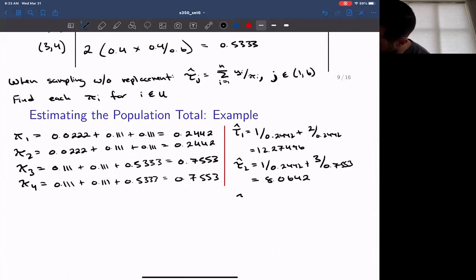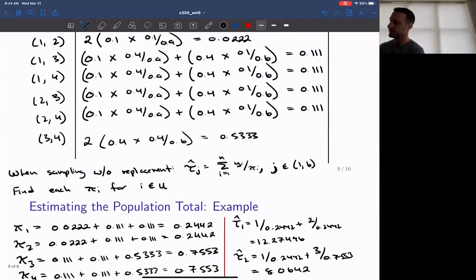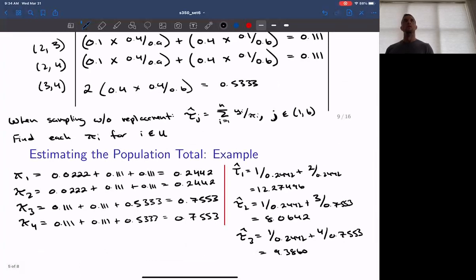And just one more, just to get the flow. So tau 3, this would be the sample with 1 and 4 in it. So, okay. Any questions about that?